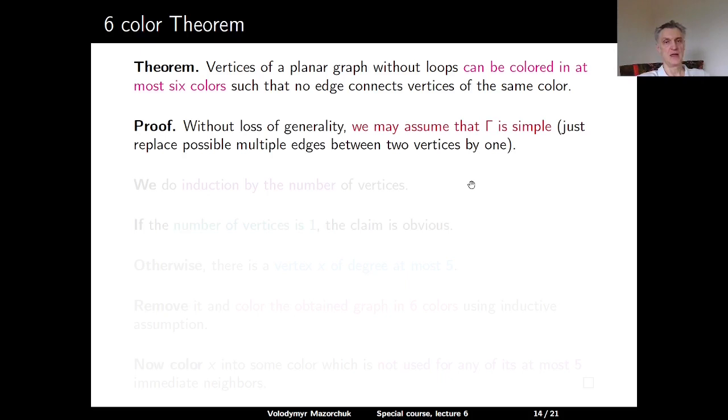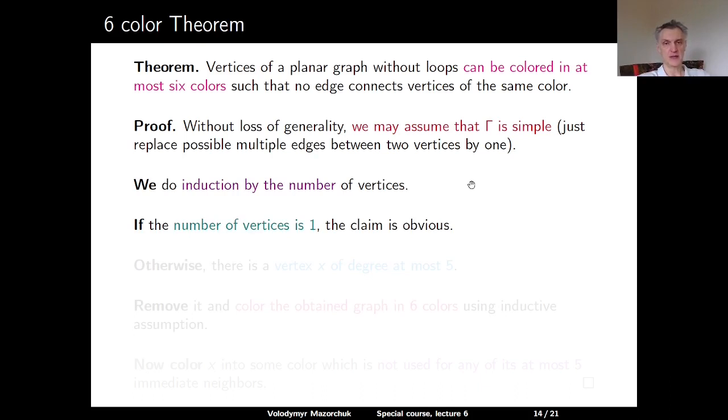Proof: without loss of generality, we may assume that gamma is a simple graph, because we always can replace gamma by the simple graph when we just combine multiple edges in one edge. Let us do induction by the number of vertices. If the number of vertices is 1, the claim is obvious. Otherwise, we have proved that any plane graph has a vertex of degree at most 5.